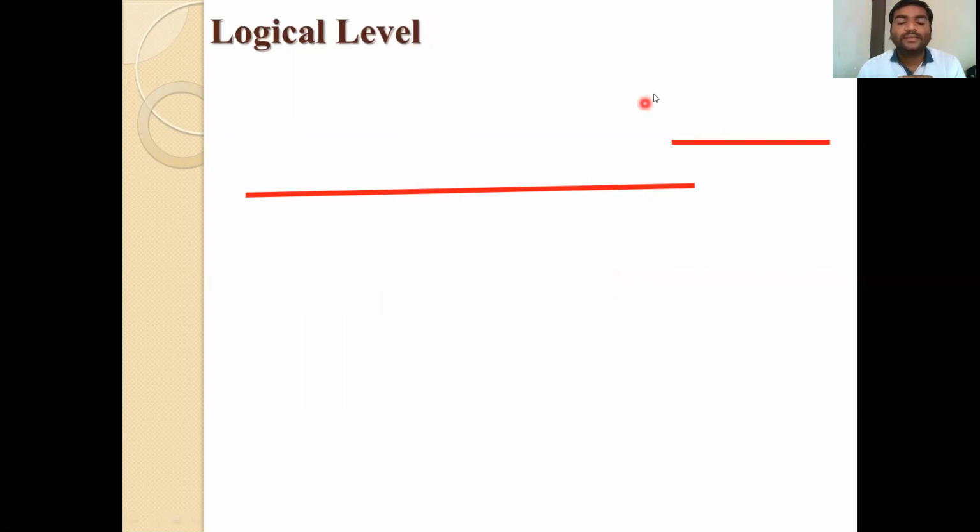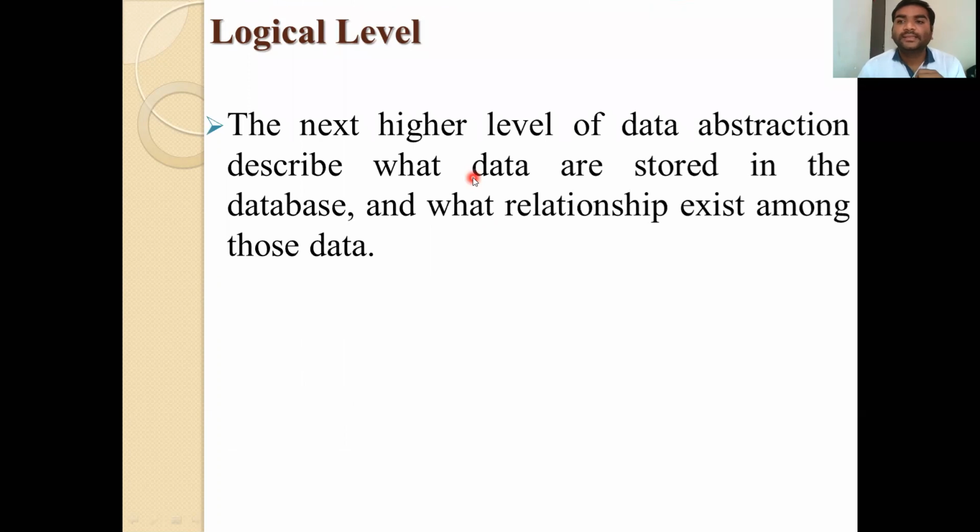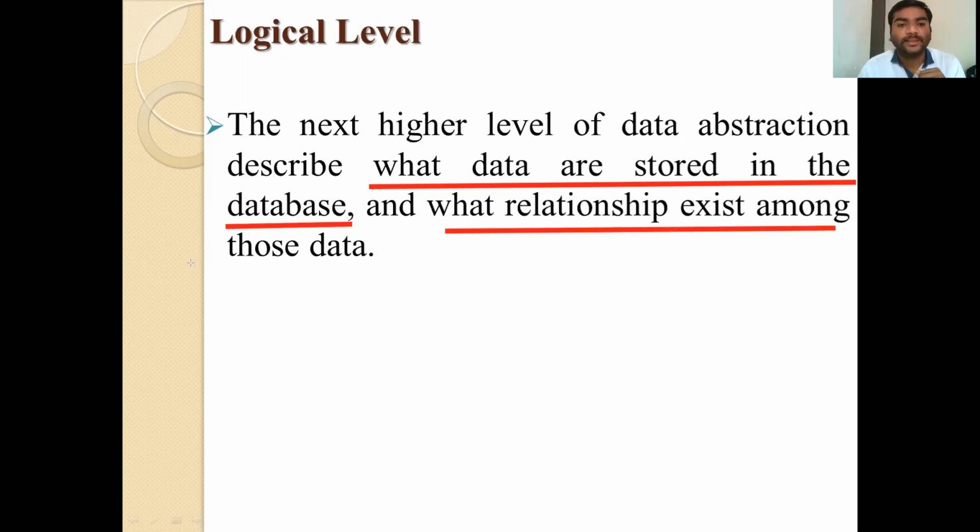So the second level is the logical level. It is the next higher level of data abstraction. The logical level is present above the physical level. That's why we refer to it as the next higher level of data abstraction. It describes what data are stored in the database and what relationships exist among those data. That is the main objective of the logical level.